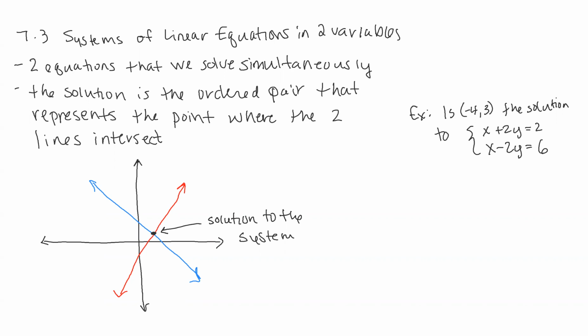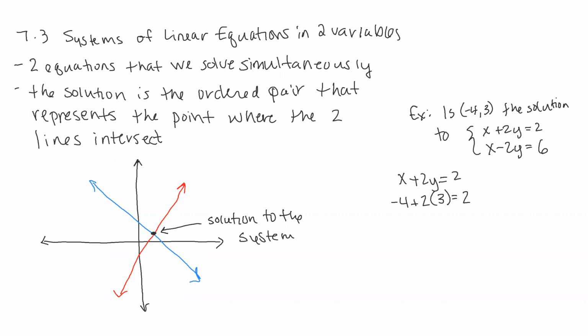And if you're checking a solution, what you want to do is take this ordered pair, -4, 3. You want to plug in the x and y coordinate into each equation individually. And if it satisfies both equations, you can then say it's the solution to the system. So let's look at the first equation. We have x plus 2y is 2. Anywhere I see an x, I want to replace it with a -4, and anywhere I see a y, I want to replace it with a 3.